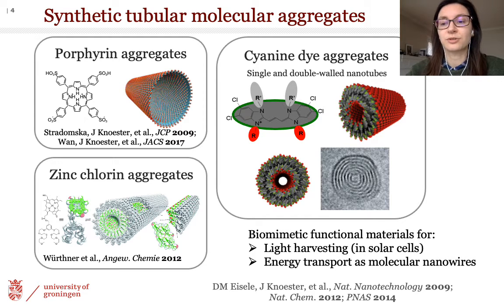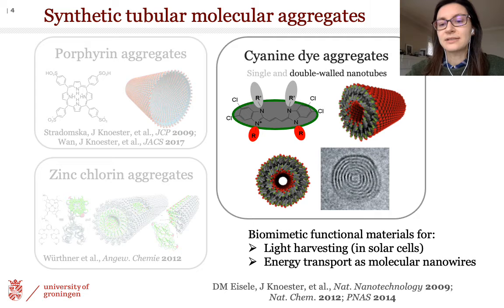which mimic natural chlorosomes, for example using porphyrins, zinc chlorins, and cyanine dyes. Supramolecular aggregates of synthetic dye molecules are easy to assemble and offer great perspectives to prepare biomimetic functional materials for light harvesting and energy transport. We studied these double-wall cyanine aggregates, and their double-wall structure is close to the multi-layer nature of the chlorosomes.